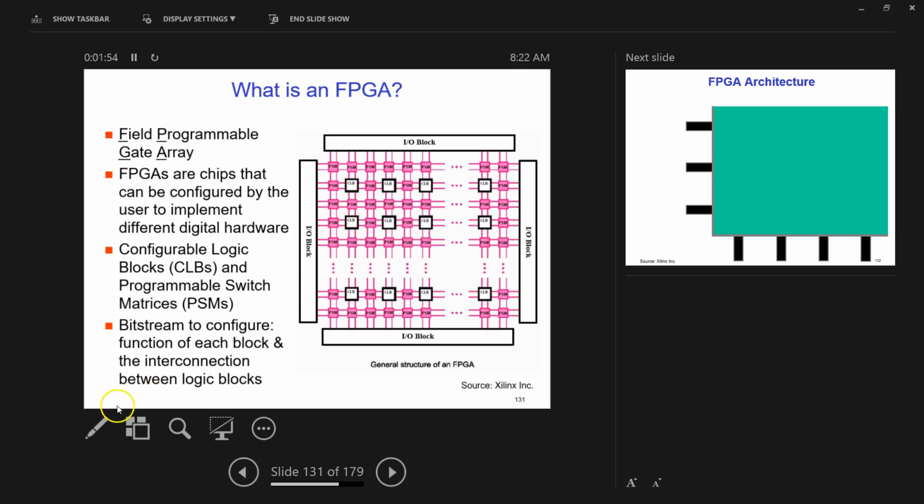Oh, wait a minute. Can you see my cursor? Tell me if you can't see my cursor, right? I have to put a laser pointer there. You see? So from here to here, right?